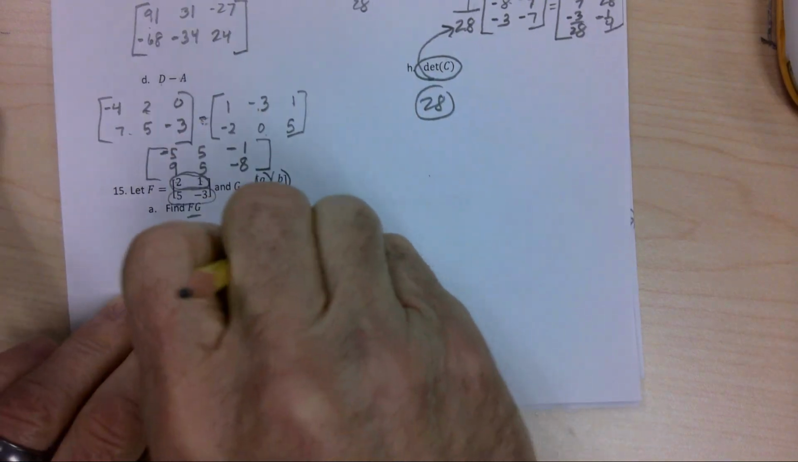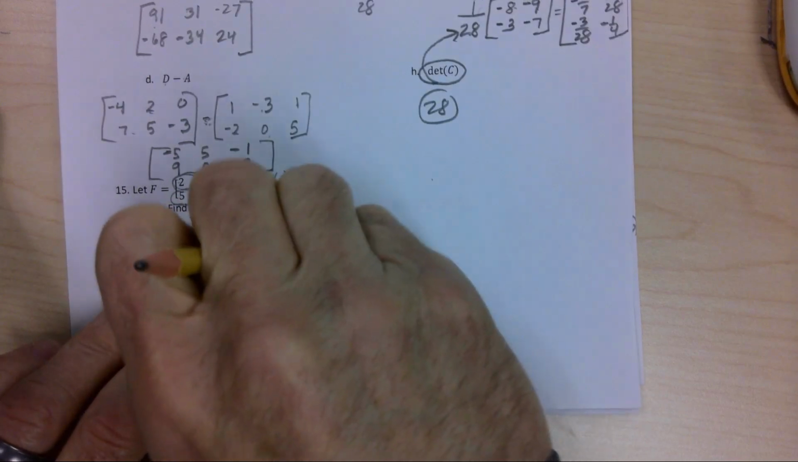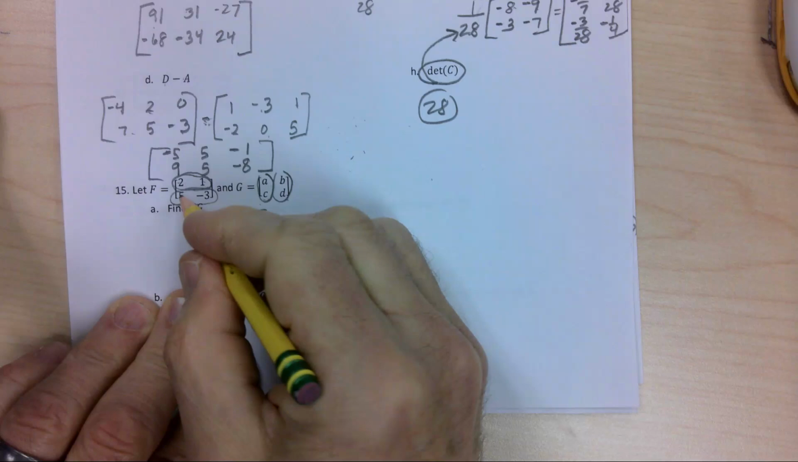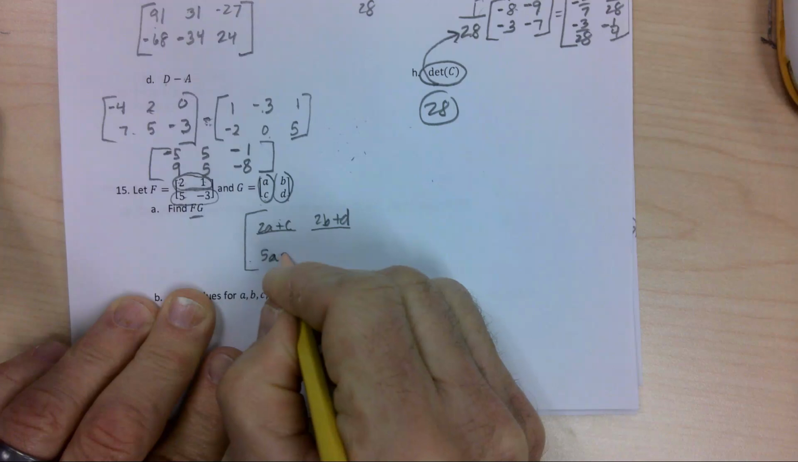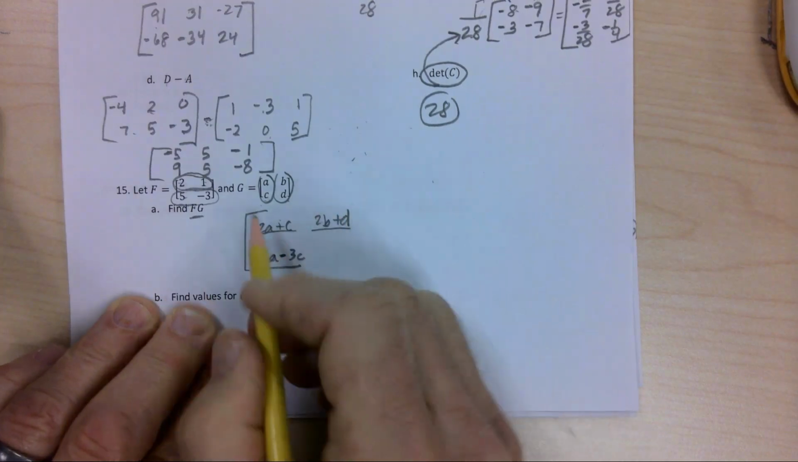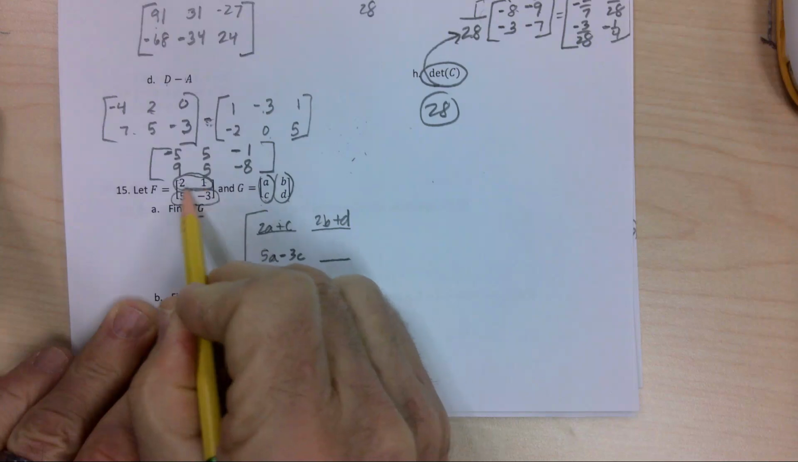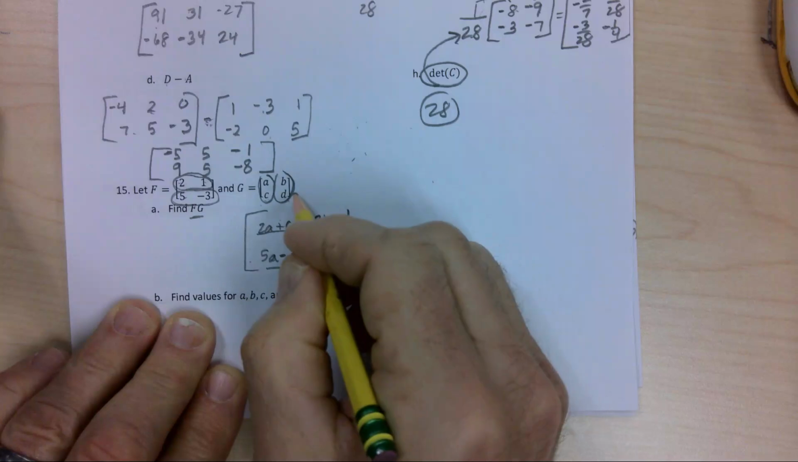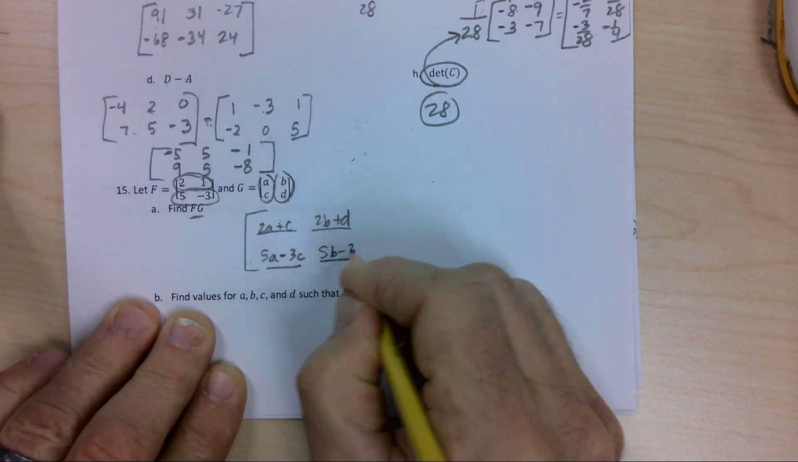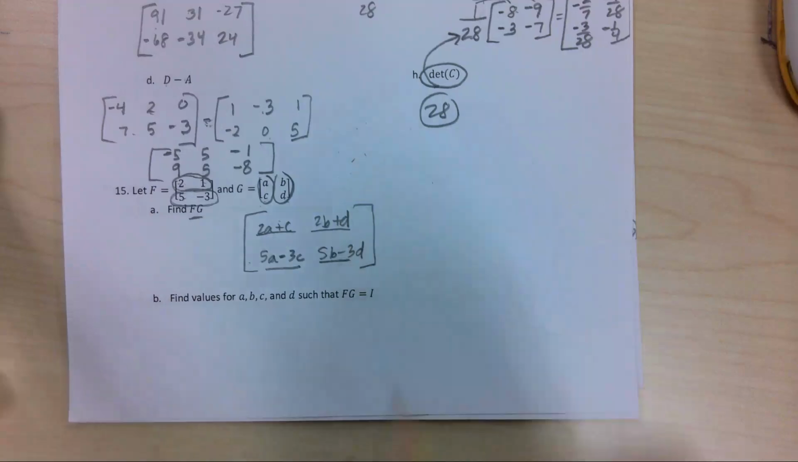Whoopsie. My brain went haywire there. Don't know where it went. That's 5 times A is 5A. Negative 3 times C is negative 3C. It's bottom left. And the bottom right is going to be this times this. That's 5B minus 3D. And there's our answer.